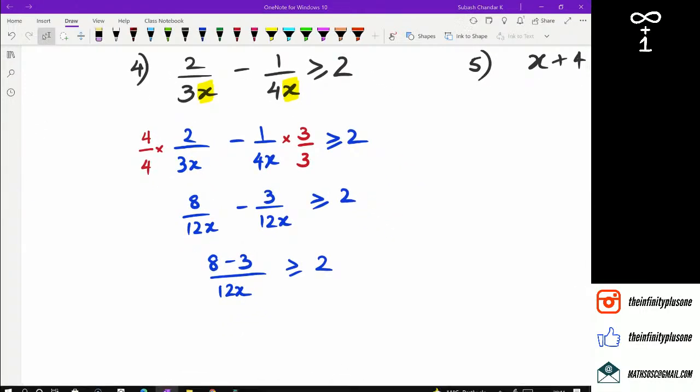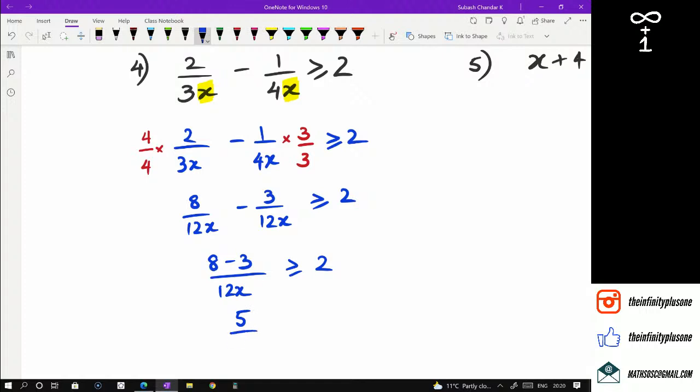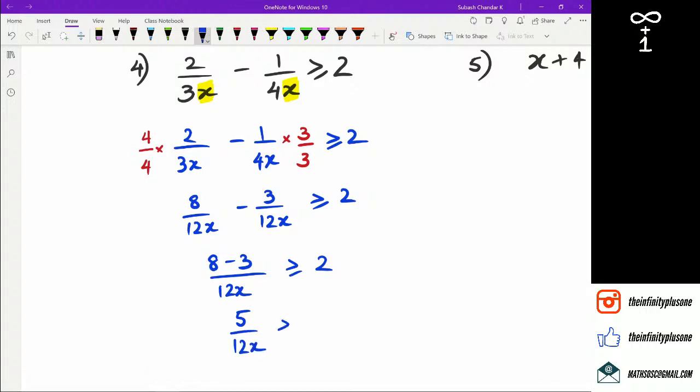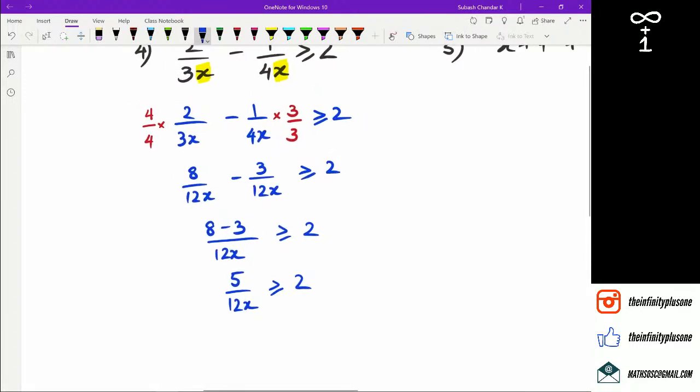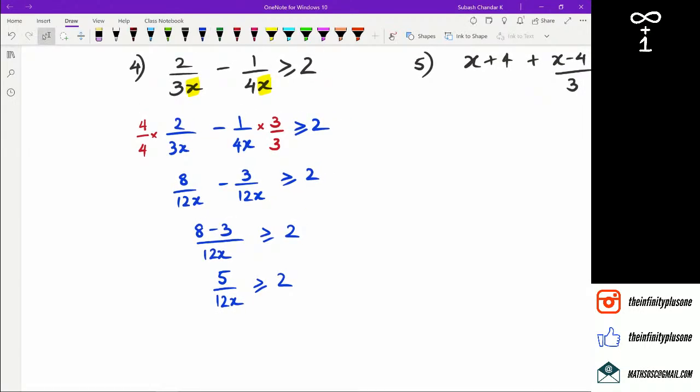So the next part is 8 minus 3, which equals 5, so 5 over 12x is greater than or equal to 2. Now remember, we want to write x by itself. So even though I've got 5 over 12 on the left-hand side, the only thing I really need to move is the x. So I'm going to leave 5 over 12 here as it is, but I'm going to move the x across to the right-hand side.